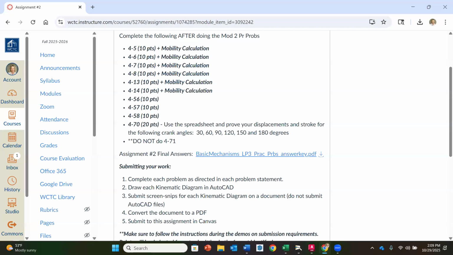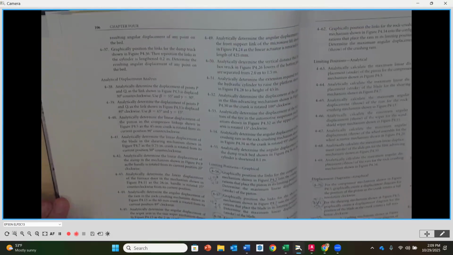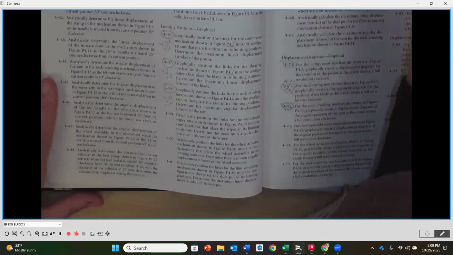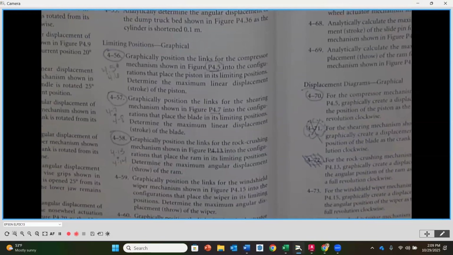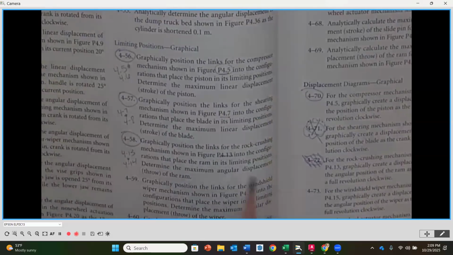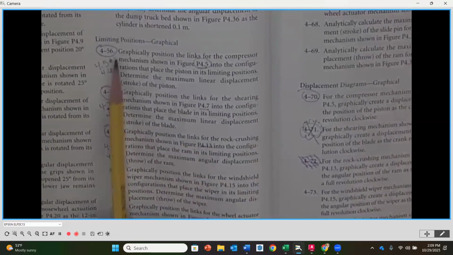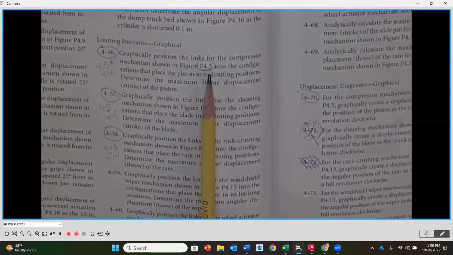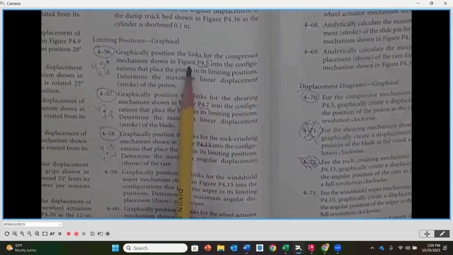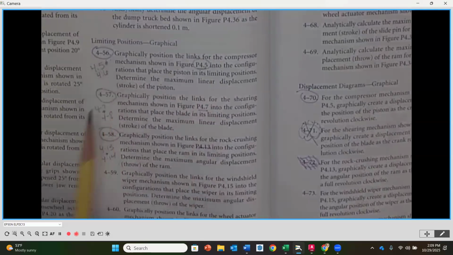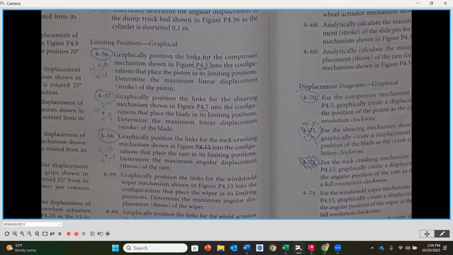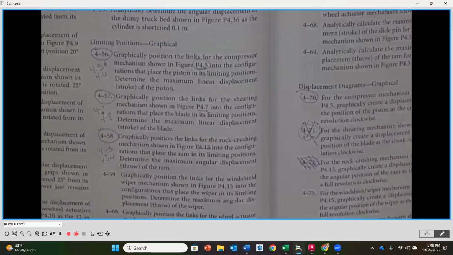Then the next problems that you have are going to be 5-6, 5-7, and 5-8. We turn the page a couple times, okay? We're going to go to page 106. And in this section right here, it's called limiting positions, graphical. For 5-6, you're going to graphically position the links of the compressor mechanism. You did that compressor mechanism in 4-5 and 4-6. Okay, it's the first two that you did.